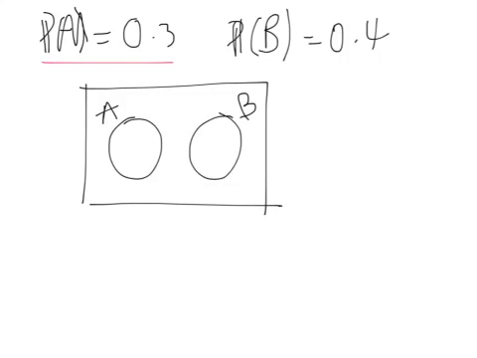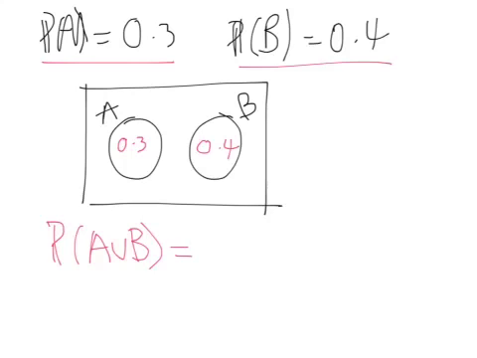Okay, the probability of A is 0.3, so we can fill that in here. The probability of B is 0.4, fill that in here. What are we looking for? We're looking for the probability of A or B, A union B, and we just add that to that using the addition rule. So it's 0.3 plus 0.4 equals 0.7.